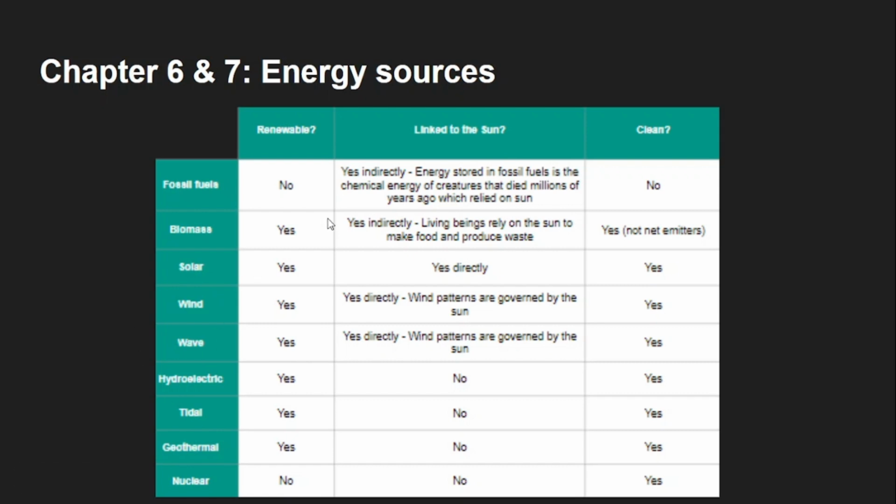Biomass is renewable. And yes, it is also indirectly linked to the sun. Living beings rely on the sun to make food and produce waste. And is it a clean form of energy? Yes, but it's important to realize that it's not a net emitter.